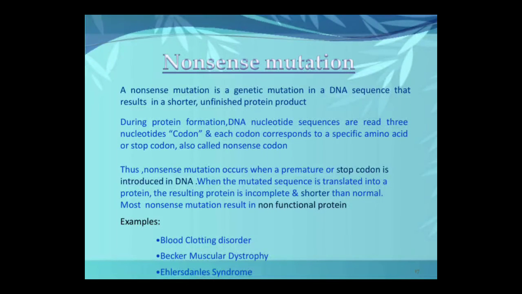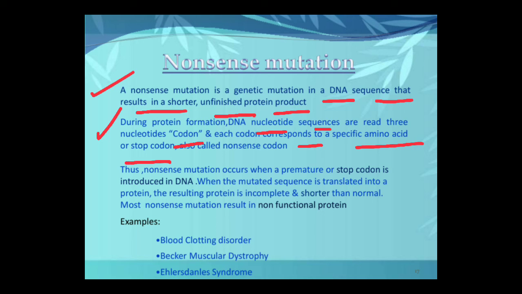Nonsense mutation. A nonsense mutation is a genetic mutation in a DNA sequence that results in a shorter, unfinished protein product, a nonsense protein product, you can say. During protein formation, the DNA nucleotide sequences are read 3 nucleotides at a time, called a codon, and each codon corresponds to a specific amino acid or a stop codon, that is also called a nonsense codon.